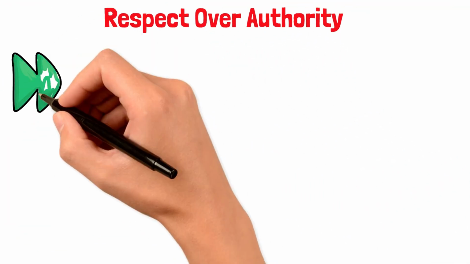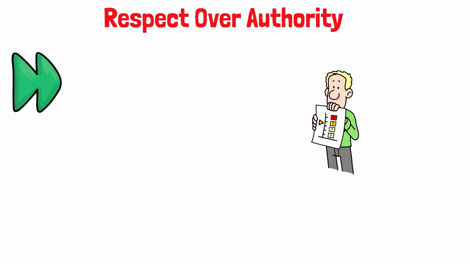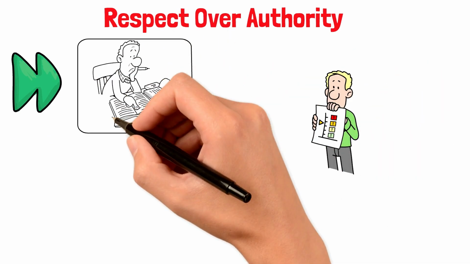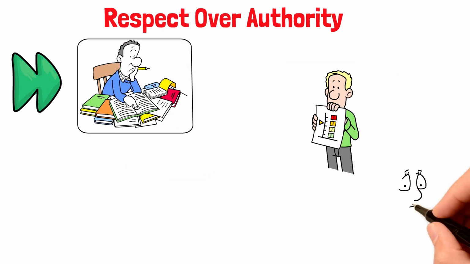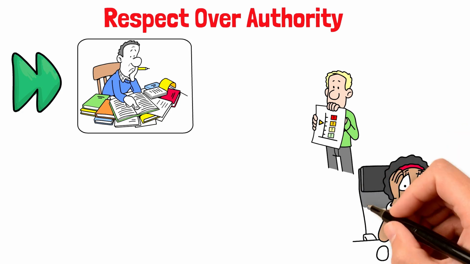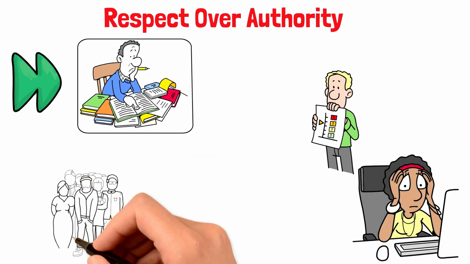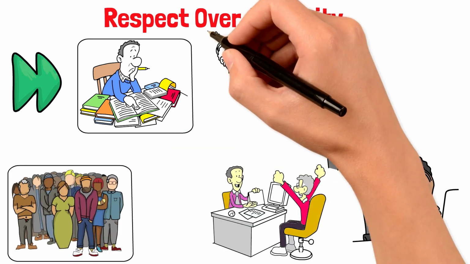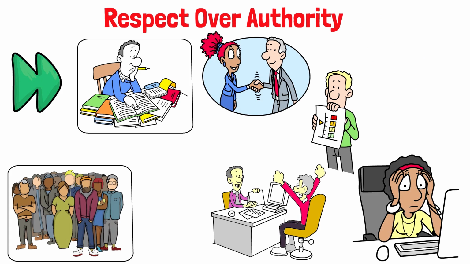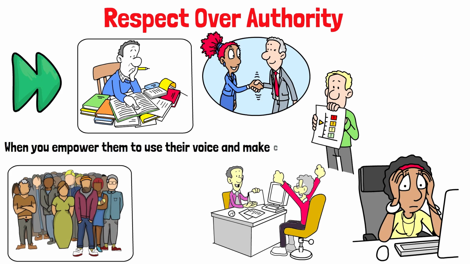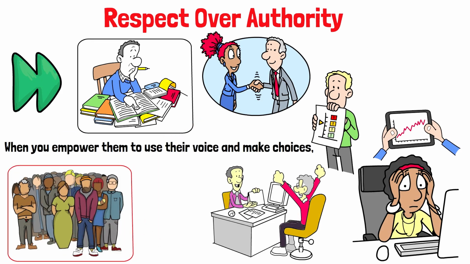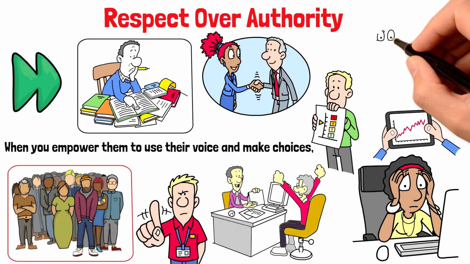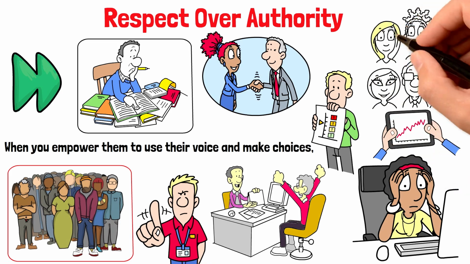Before we move forward, let's pause for something important. Most textbooks refer to employees as followers. But we believe that mindset can actually be harmful. Your team members aren't followers, they're people. They are capable, diverse, unique individuals who deserve your trust and respect. When you empower them to use their voice and make choices, they grow, and so does your team. Leadership is not about controlling people. It's about empathy and inspiring others to lead themselves.